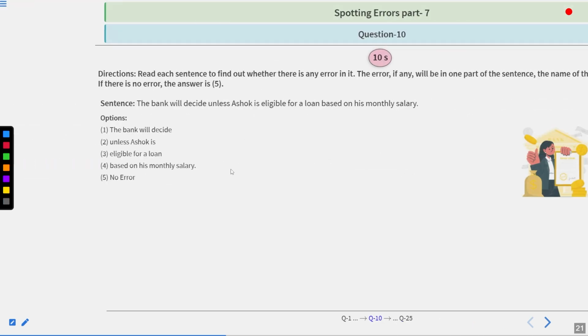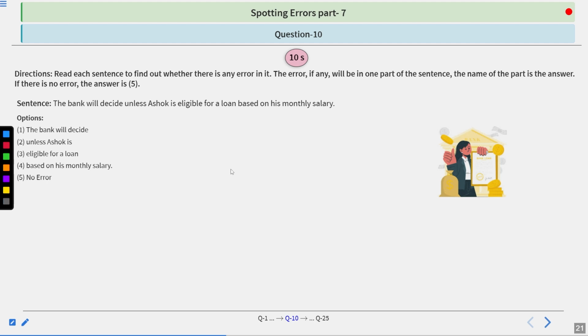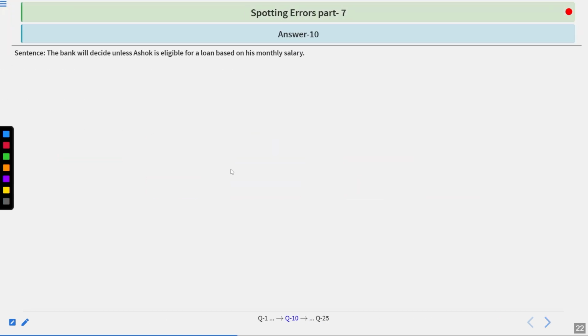Let's move to the next question. The bank will decide unless Ashok is eligible for a loan based on his monthly salary. Options are given below. You have 10 seconds to spot the error. I hope you have answered.